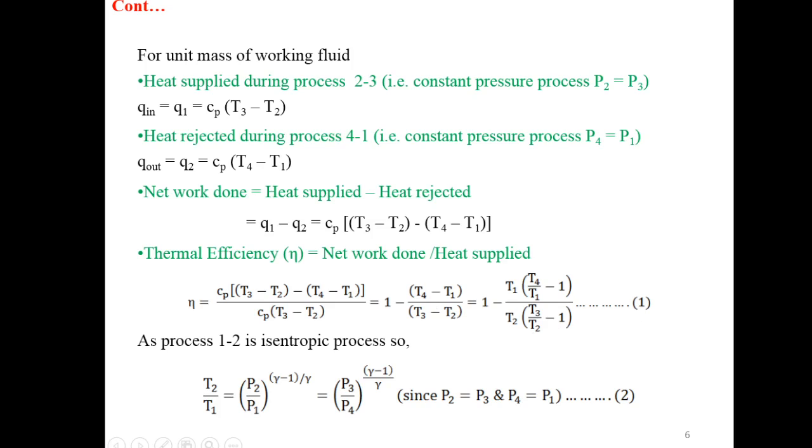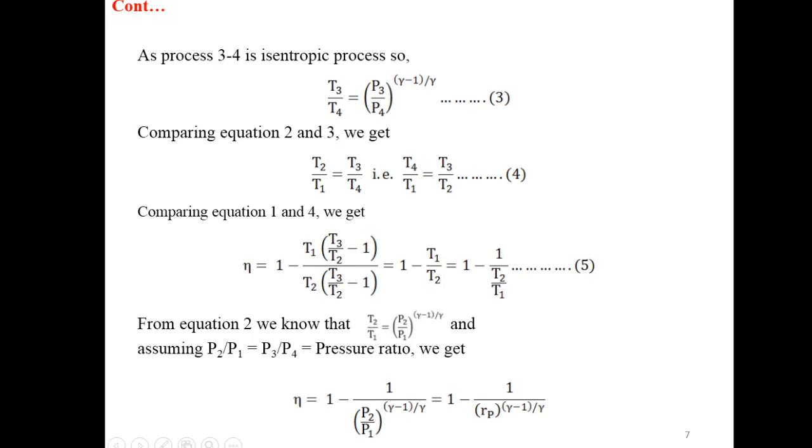We know that process 1-2 is isentropic. So the relation between temperature and pressure is T2 by T1 equal to (P2 by P1) whole raised to power (gamma minus 1) upon gamma. This will be equal to (P3 by P4) whole raised to power (gamma minus 1) upon gamma, because P2 equal to P3 and P4 equal to P1. This is equation number 2. Again, we know that process 3-4 is isentropic. So the relation between temperature and pressure is T3 upon T4 equal to (P3 upon P4) whole raised to power (gamma minus 1) upon gamma.